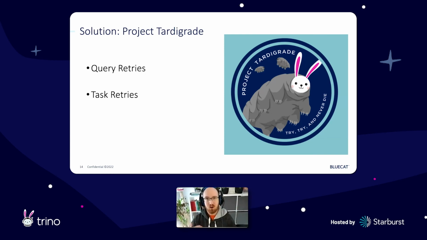Then the task retries came, which is the more ideal, as we had heard. This is just going to rerun the individual task component that failed instead of going all the way back to the beginning of the query and restarting the entire query. So Project Tardigrade really came in to save our bacon.